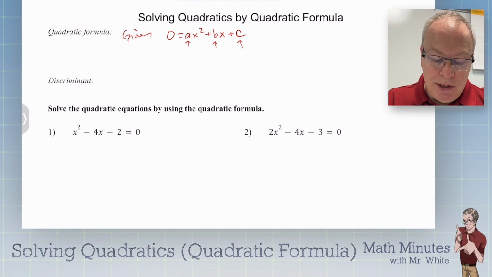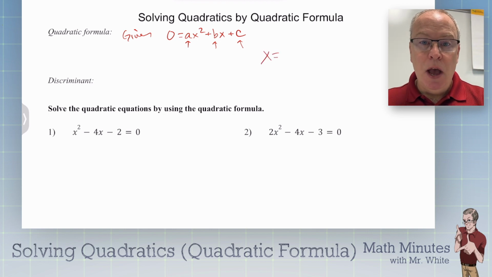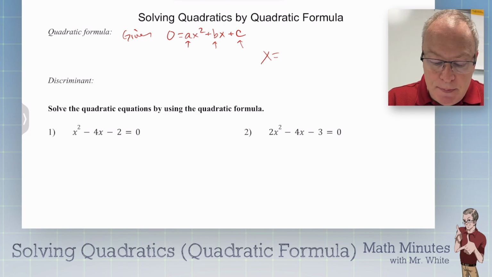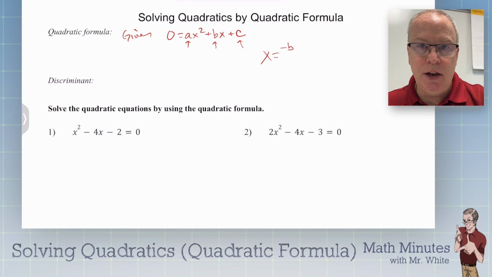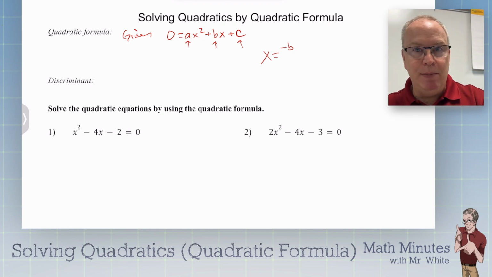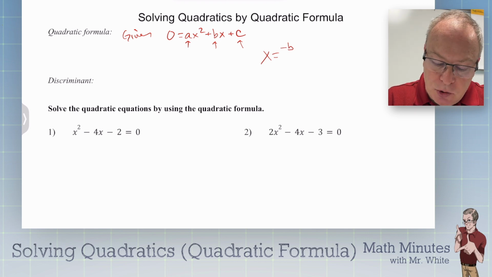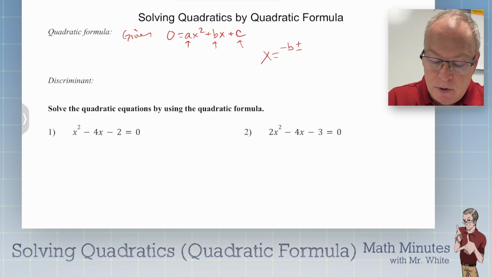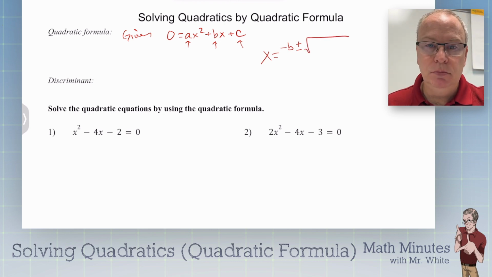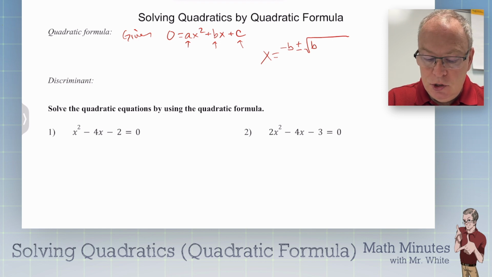The quadratic formula says, insert dramatic music here, the answers are the opposite of b, so you change the sign on b. Some teachers say negative b, I like to say the opposite of b. So if b is negative, you write positive. If b is positive, you write negative. Plus or minus. Remember, we often get two answers on quadratics, so that plus or minus is where those are going to come from. Giant square root of b squared.